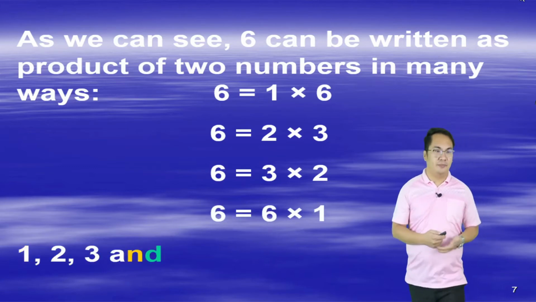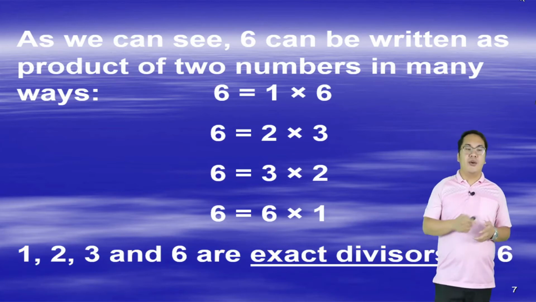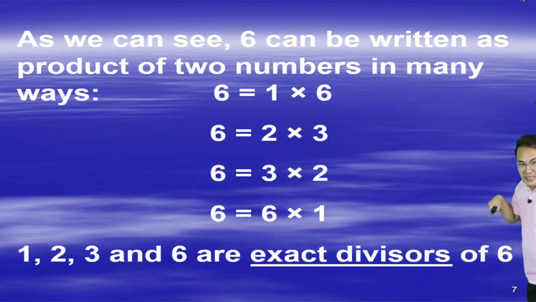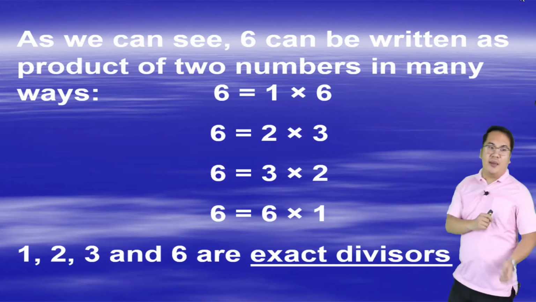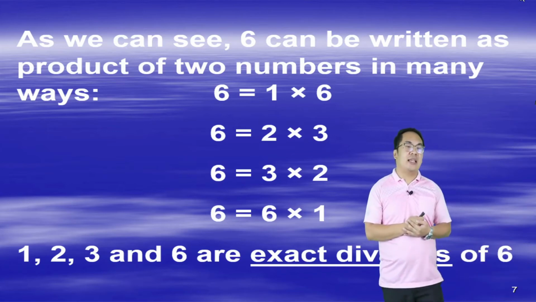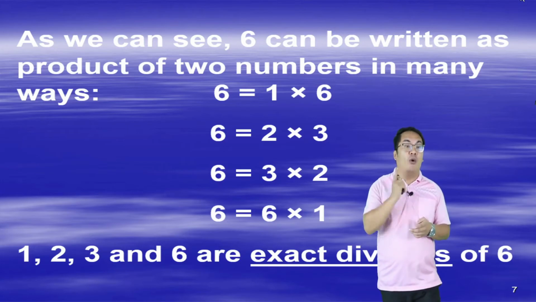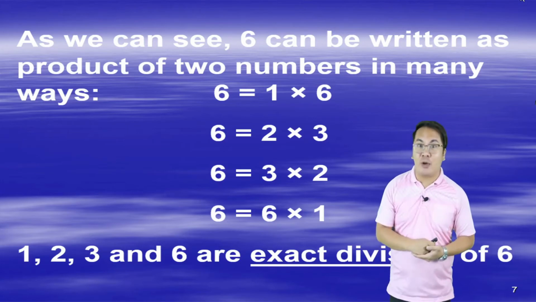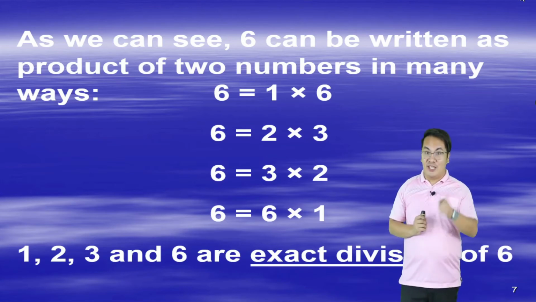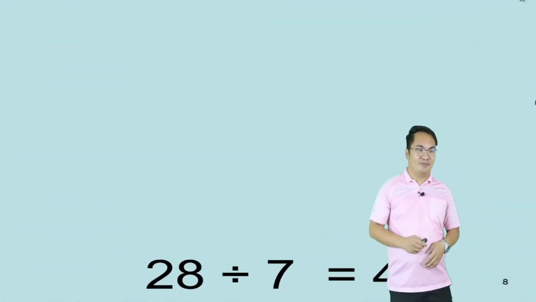Very good. The 1, 2, 3, and 6 are exact divisors of 6. Here we can say that the exact divisor, you can divide them into equal parts, and there's no remainder at all. Did you get it? Alright.